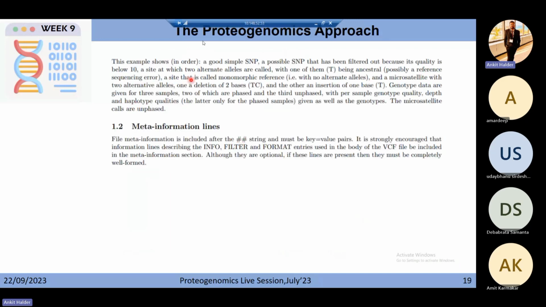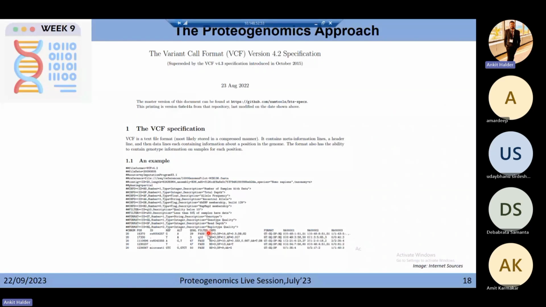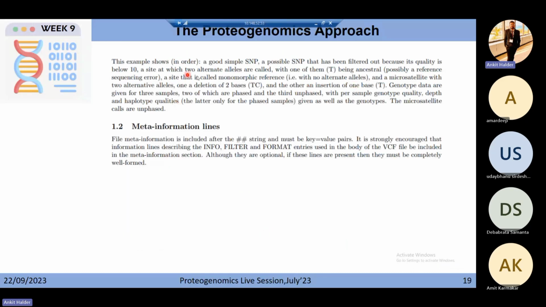The example which we just showed is a good simple SNP, a possible SNP that has been filtered out because its quality is below 10. If you see the filter Q10 here, this also needs to be mentioned: if you use a filter of Q10, it will get filtered out. Its quality is low, at which two alternate alleles are called, of which T is ancestral, possibly a reference sequencing error, a site that is called monomorphic reference, that is with no alternate alleles, and a microsatellite with two alternative alleles.